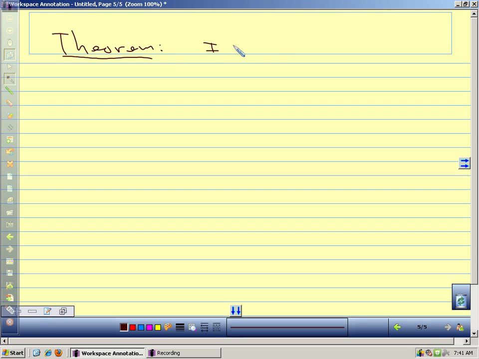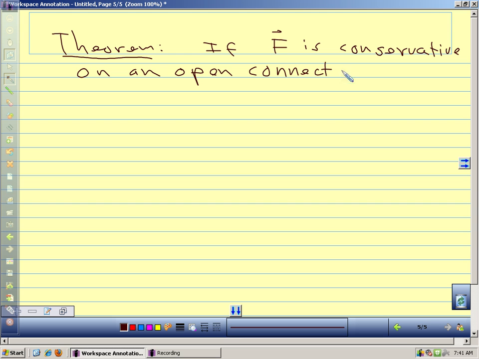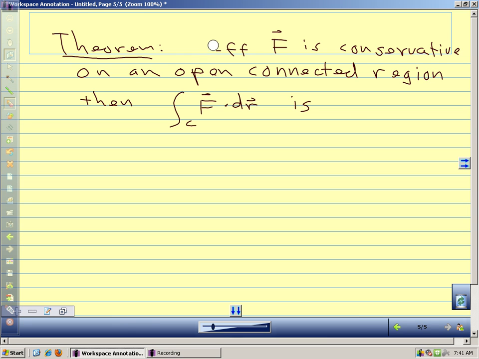So I'm going to state that as a theorem. If f is conservative, if our vector field is conservative, on an open connected region, then the line integral of f dot dr is independent of path. And I'm going to say if, and I'm going to put another f there. That second f means if and only if. If and only if f is conservative on an open connected region, then f dot dr is independent of path.